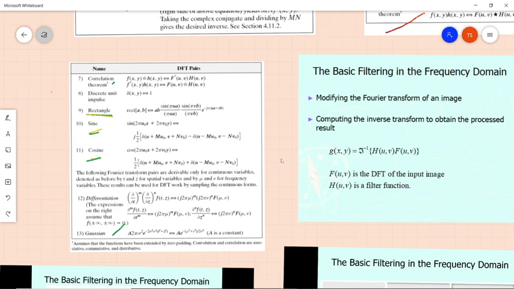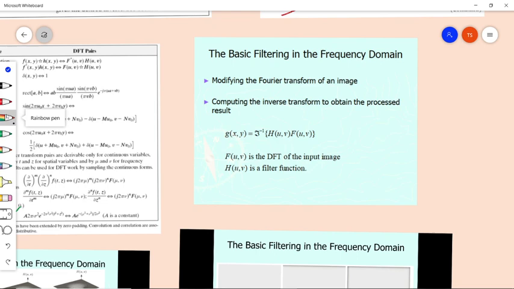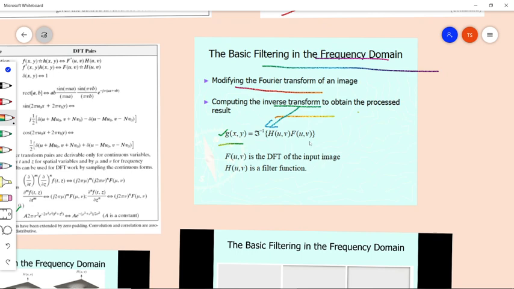Now, by using all these properties, we are defining basic filtering in the frequency domain. By modifying the Fourier transform of an image, we compute the inverse Fourier transform, obtaining the processed result as g of x comma y. This result is denoted by the inverse transform of H of u comma v times F of u comma v, where F of u comma v is the discrete Fourier transform of the input image, and H of u comma v is the filter function.